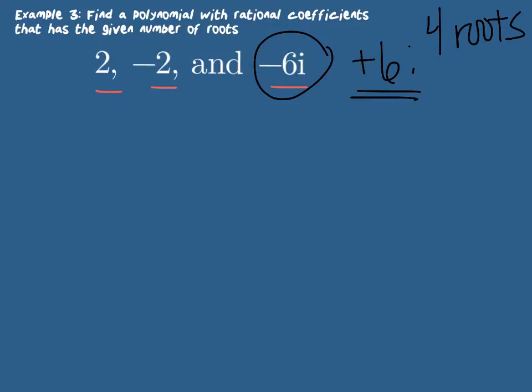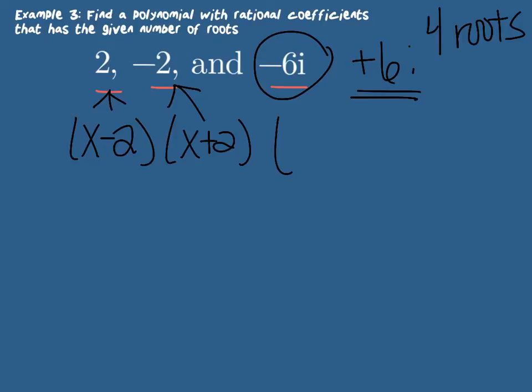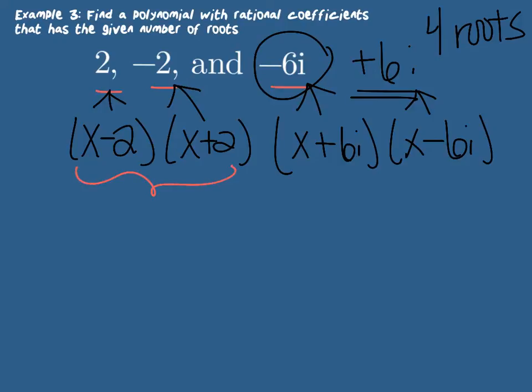So as I'm writing these out, I have x minus 2 to represent +2, x plus 2 to represent -2, and then right here this will be x +6i, again to represent this one, and this last one will be x minus 6i. Okay, so taking that information, we would multiply it out. So if I were to multiply this out, I'm going to get x squared minus 4. If I were to multiply this out, I'm going to get x squared plus 36.